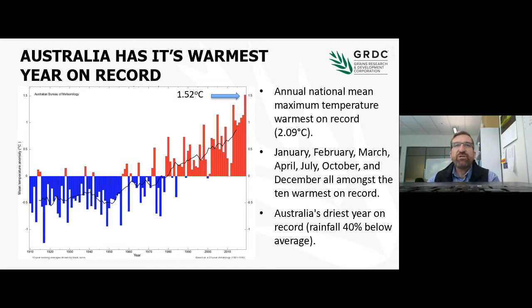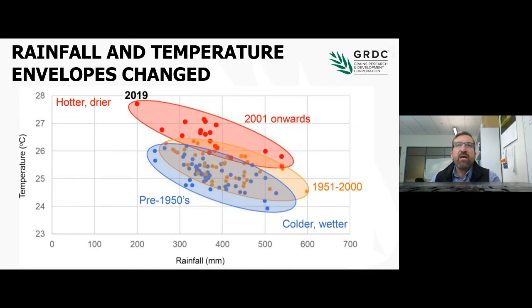I don't need to tell any of you seated here today that. What I wanted to show you, though, was how our climatic environment is actually changing. If you look at this next slide, which plots annual rainfall and annual temperatures together, this is a national average for Australia. So for any one year, you have an average national rainfall amount and an average national temperature.